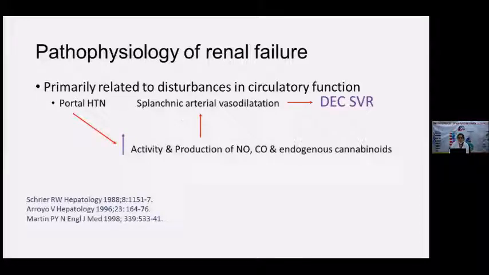Pathophysiology of renal failure: it is primarily related to disturbance in the circulatory function. Portal hypertension leads to activity and increased production of nitric oxide and endogenous cannabinoids, which leads to splanchnic arterial vasodilation, which leads to decreased systemic vascular resistance.